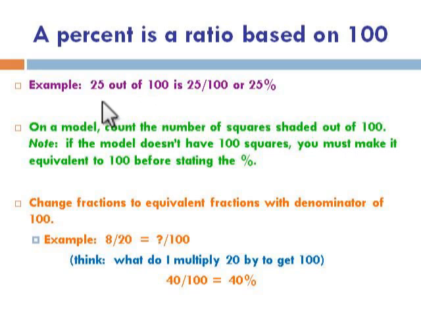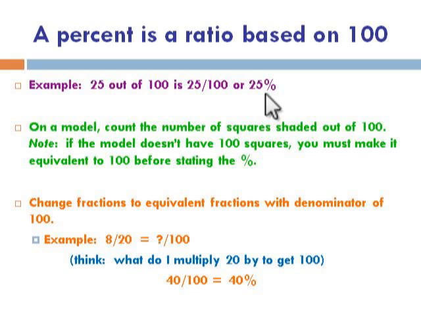So, for example, if you have 25 out of 100, you could write that in any ratio way, so either with the fraction bar, a colon, or the word "to." And as long as 100 is your denominator, then whatever is on top, your numerator, that would be your percentage. So 25 out of 100 would be 25%.